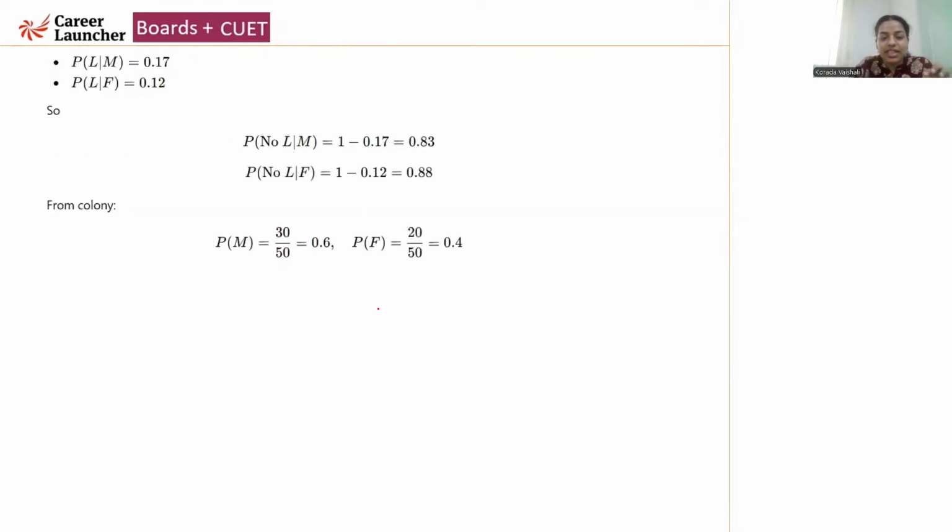Now moving on to the next part. Part B इसमें है कि making use of these two values, you are going to calculate ये दो values. That probability that person is not having a lung infection, but given that he is a male, so ये probability and for that female it is going to be 0.88.